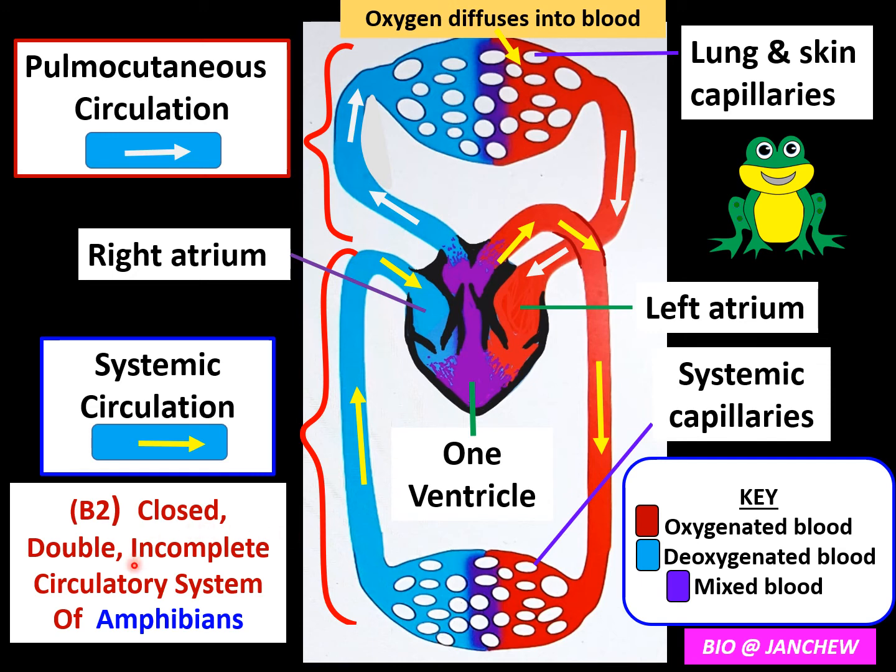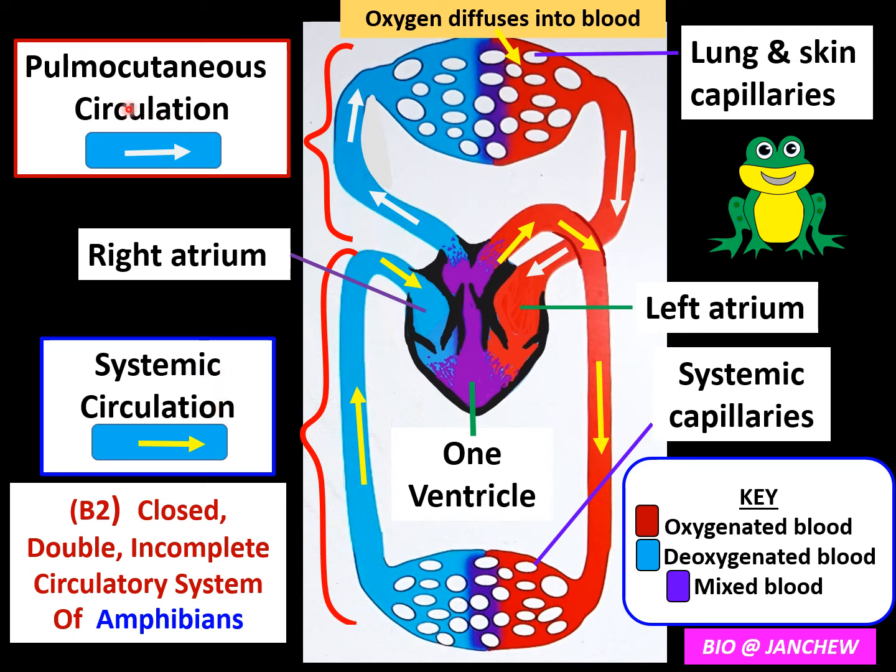Mention that. Then the second point to note about the double circulatory system is that the blood flows in two directions. For example, you can see the first direction is shown by the white arrows, and the second direction is shown by the yellow arrows. So this causes the system to have two circulations. There are two circulations formed because of the flow of blood in two directions. The first circulation is called the pulmocutaneous circulation, and the second circulation is called the systemic circulation.